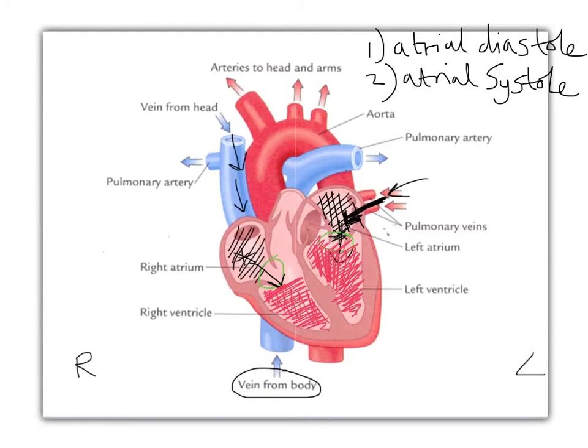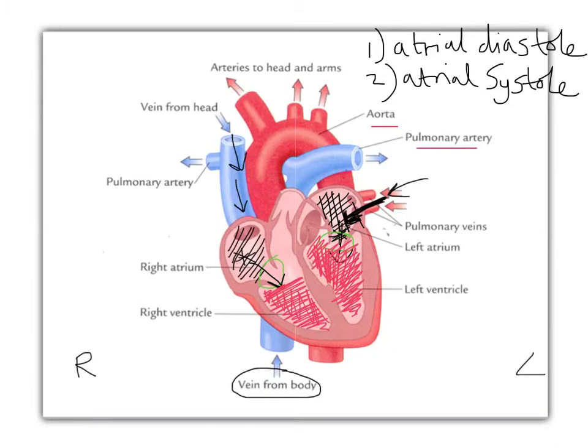So let's talk about the next step. So we have blood in our ventricles, and we need to pump that out essentially. On the left side, we're going to pump that out the aorta to deliver oxygenated blood around the body, and on the right side, we're going to pump the blood up out of the pulmonary artery to go to the lungs to pick up some more oxygen, because on the right side we're dealing with deoxygenated blood.